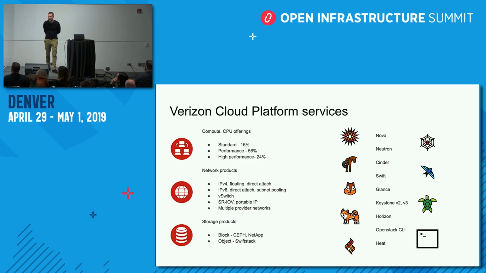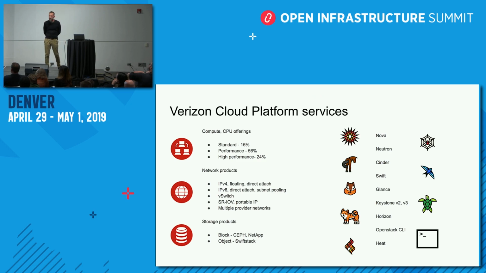In terms of our network products that we have, lots of V4. Floating IPs have been tough for a lot of our applications. Again, they're getting there, the ability to use them. We've got direct attach going on, IPv6 direct attach as well, subnet pooling. We got vSwitch going as a supported product. We do a lot of SR-IOV. Again, this is due to application requirements in terms of the performance needs. We've got portable IP addressing there as well, and we have multiple provider networks. I've got 7 provider networks, and for various reasons, different parts of the business require them.